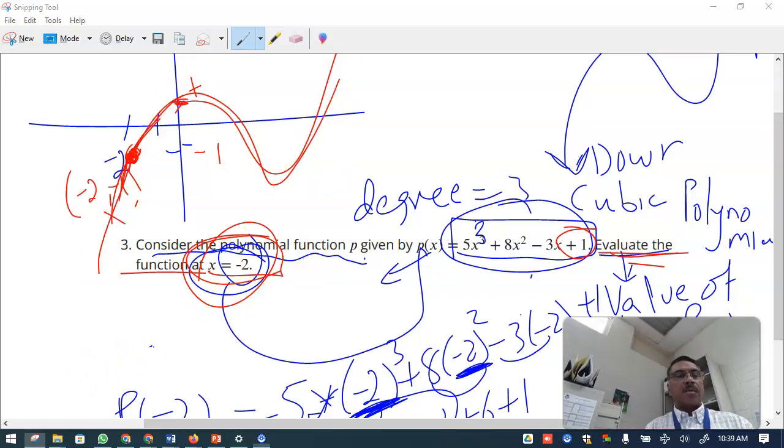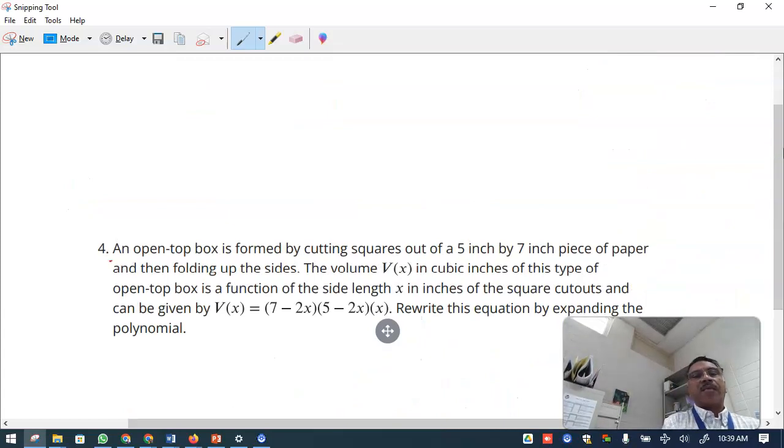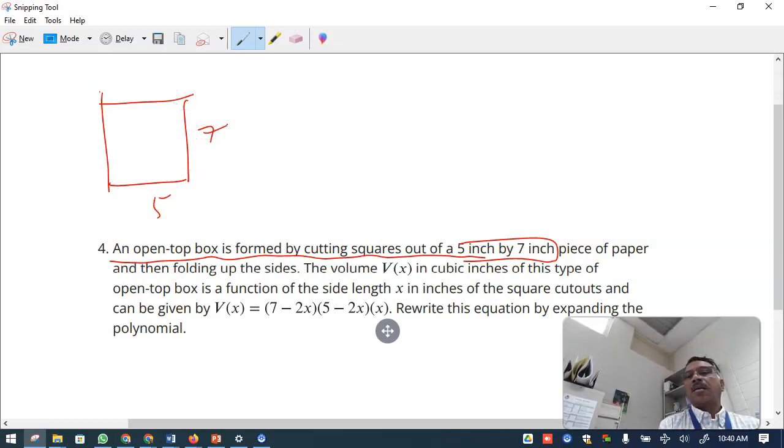Now this is a similar type of problem. An open top box is formed by cutting squares out of a 5 by 7 sheet. So there is a paper which is 5 by 7, and you want to cut out a piece with side length x inches at every corner. Like this, it's the same thing we already did.